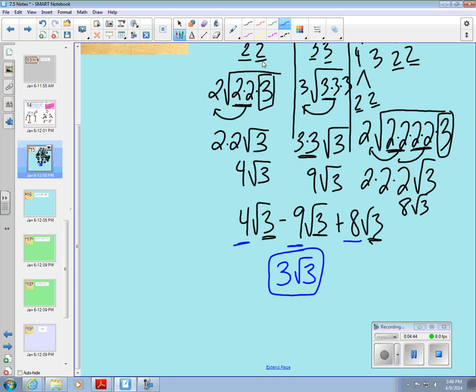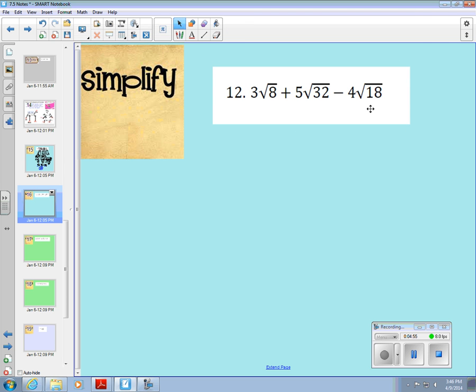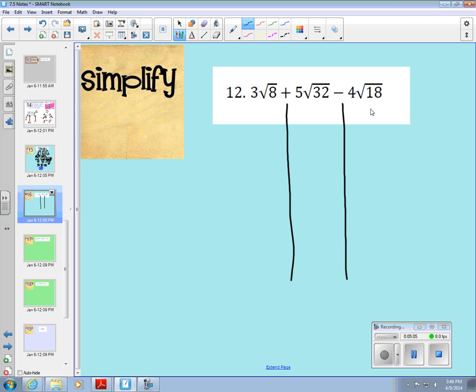All right, so we'll go over another example. All right, we have another 3 term. So we're going to be adding these 3 together. We have 3 root 8 plus 5 root 32 plus 4 root 18. So if we just break these apart, once again, if it helps you to draw these little lines out just to keep your thoughts organized, if that works for you, you can do that.